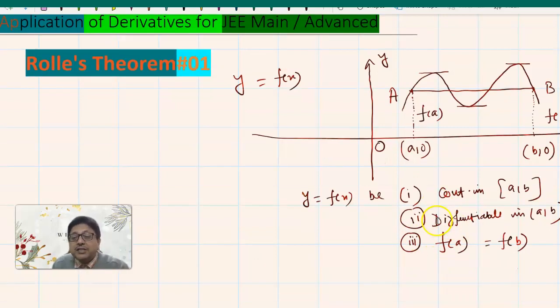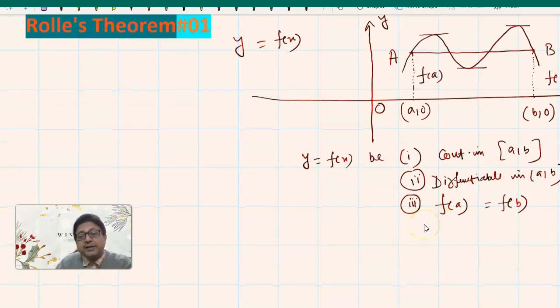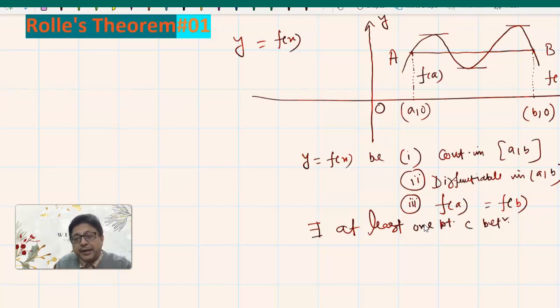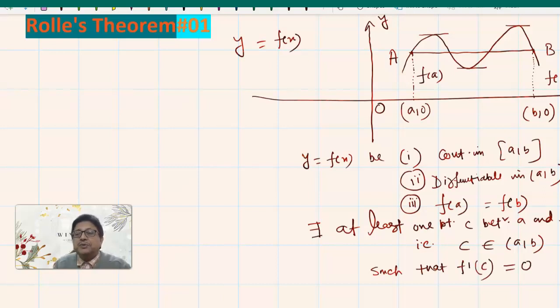Then if all these 3 conditions are obeyed, there exists, this is the symbol for there exists, at least one point c between a and b, that is, c belongs to the open interval (a, b), such that f dash c equal to 0.